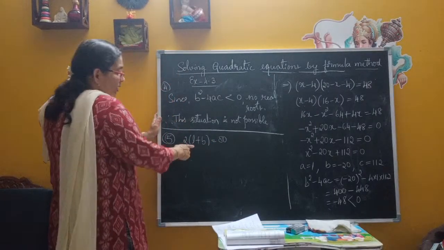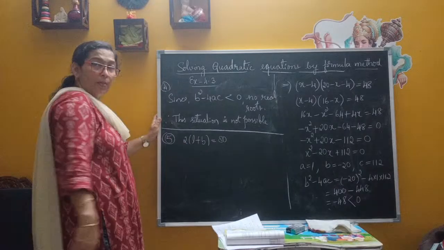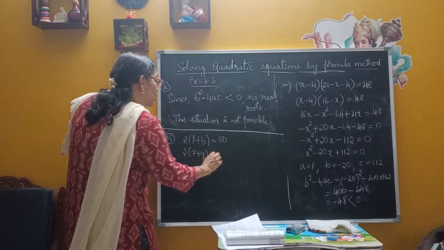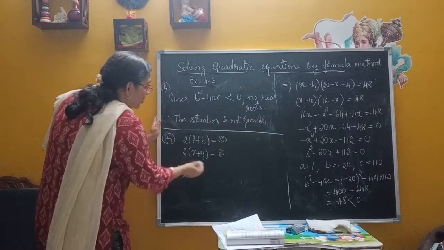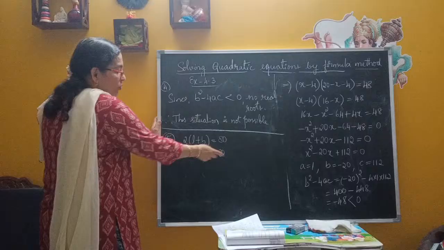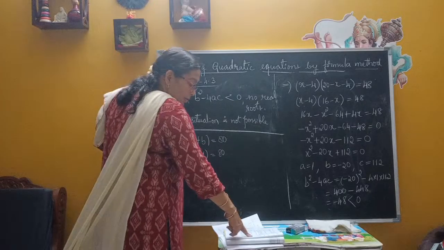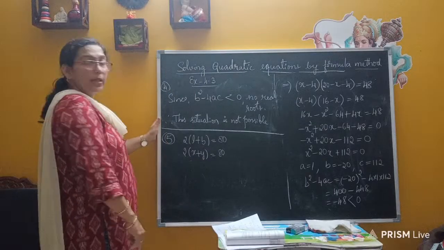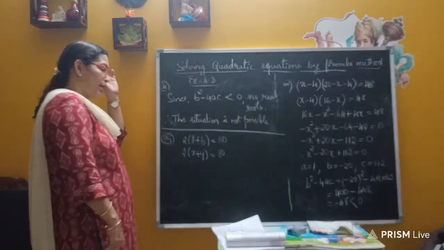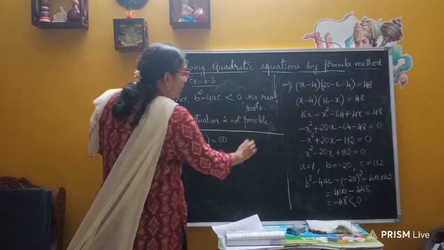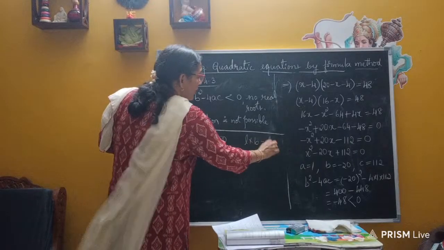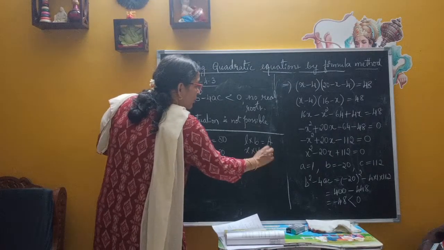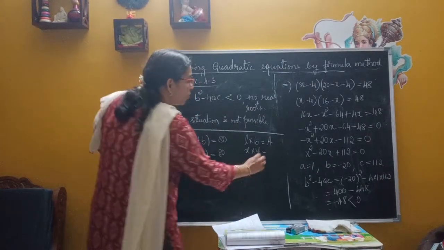If you take L length as x and B breadth as y, it would be 2 into x plus y is equal to 80. So 2x plus 2y is equal to 80. One condition. Second condition: area is 400 meters square. What is the formula to find area of a rectangle? Length into breadth. So length x we have taken, breadth is y, is equal to area, 400 meters square.